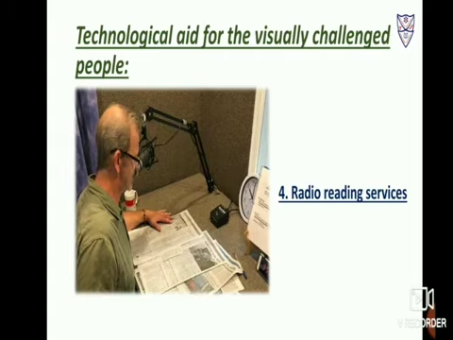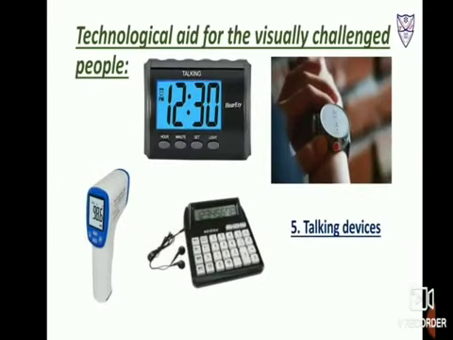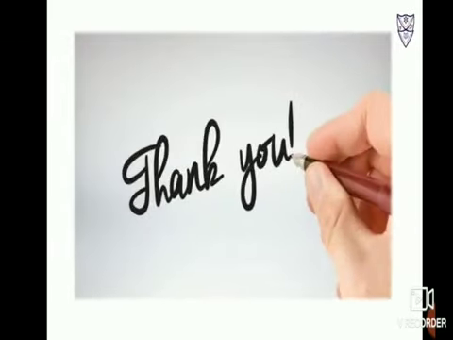Next is radio reading services. There are over 100 radio reading services throughout the world that provide visually challenged people with readings from periodicals over the radio. And last is talking devices. Blind people may use talking equipment such as talking thermometers, talking watches, talking clocks, talking calculators and talking compasses. Thank you.